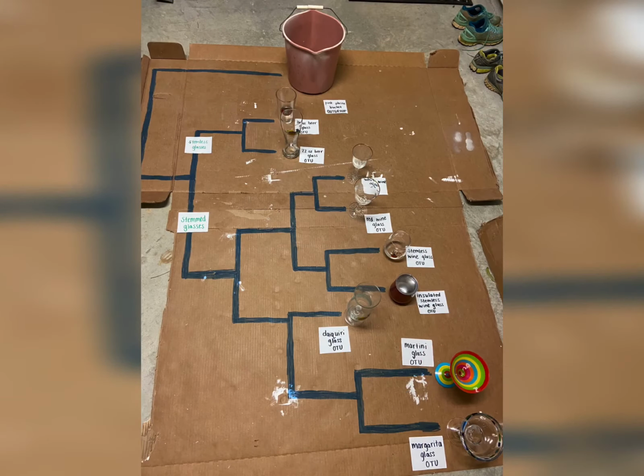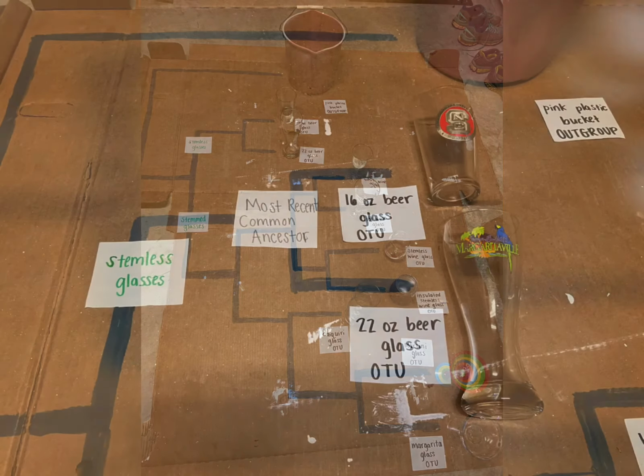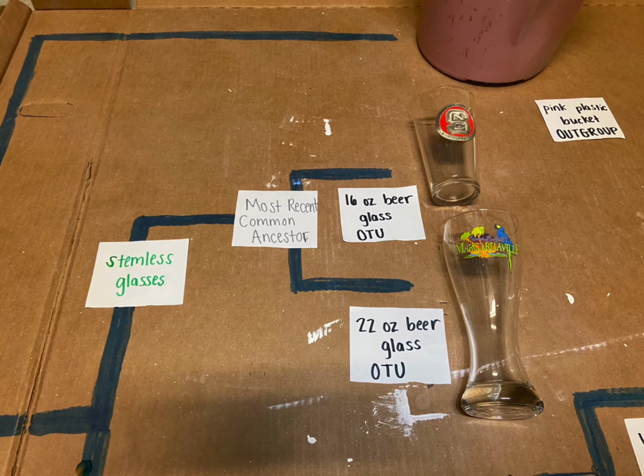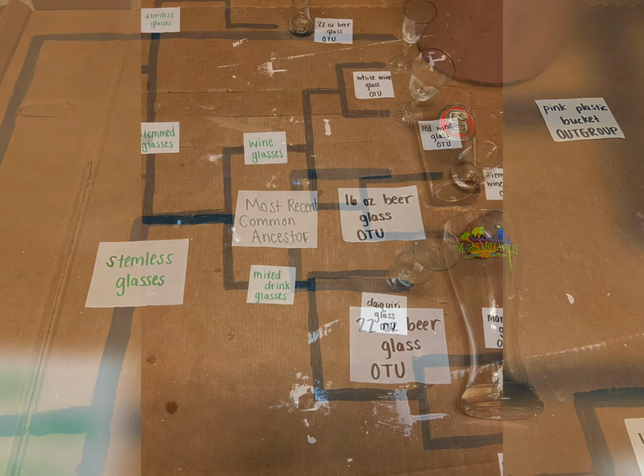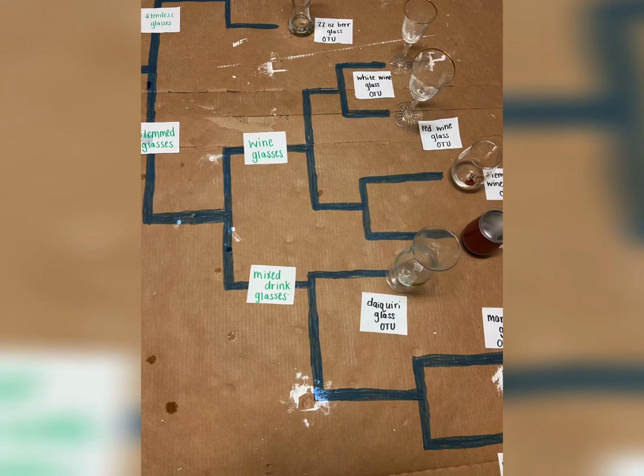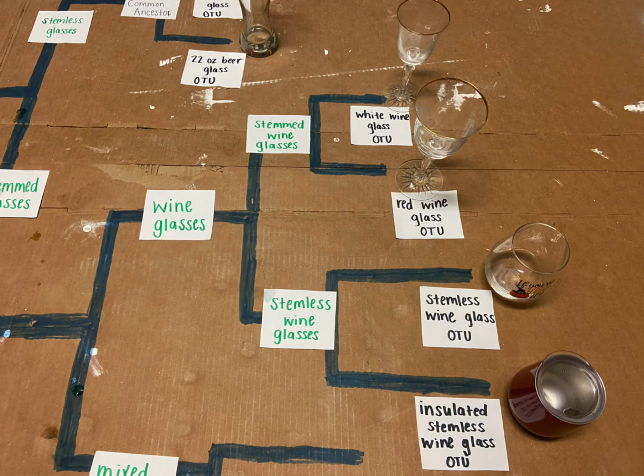I chose this split based on stemmed glasses versus stemless. The 16-ounce and 22-ounce beer glass both hold beer, lack handles, and are stemless, so I grouped them together here with the most recent common ancestor. Here, the two branches are split into a group of wine glasses and a group of mixed drink glasses. If we follow the branch here, we can see another split into two different groups, stemmed and stemless wine glasses.